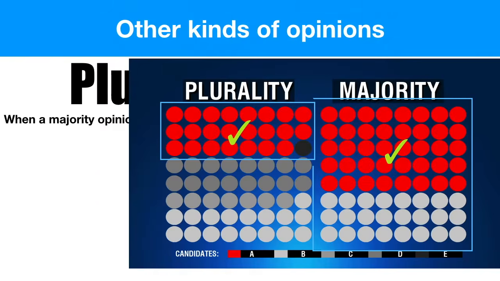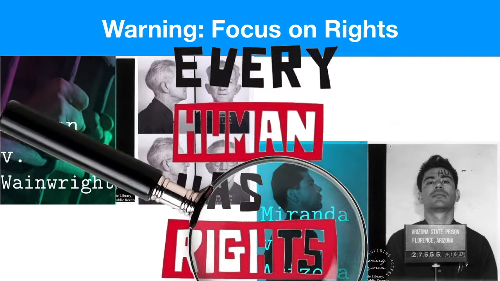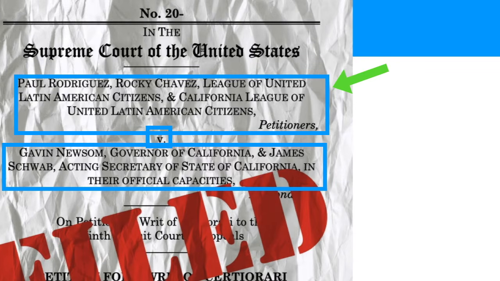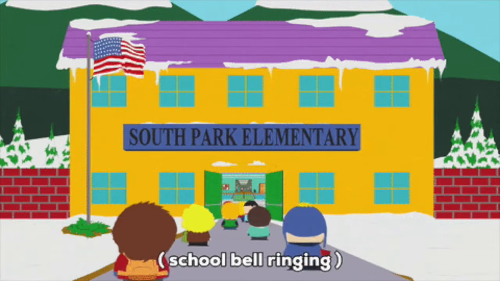Today we're going to be talking about the anatomy of a Supreme Court case, who's suing who, and what the opinion of the court is. Well, let's get to it.